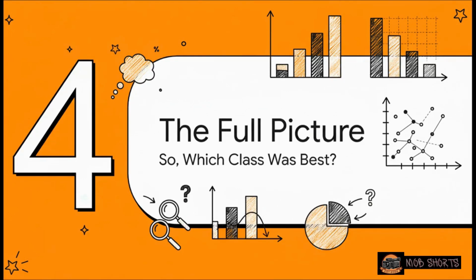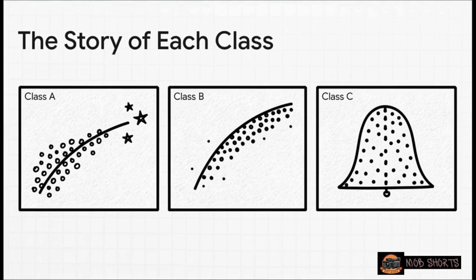So now that we can see the full picture, let's go all the way back to our original question. With everything we know now, which class was the best? Well, it's complicated, isn't it? Class A's story is one of a very divided group. You had most students scoring pretty low, but then this small group of superstars just knocked it out of the park. Class B's story is one of consistent high achievement. Almost everybody got a really high score. And Class C tells that classic bell curve story. A few low scores, a few high ones, and the big majority of students landed right there in the middle.